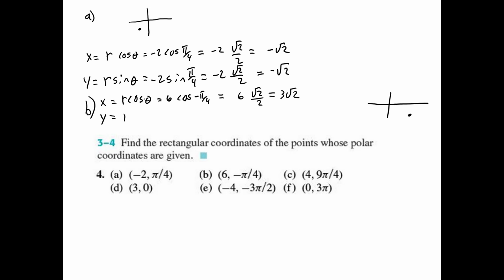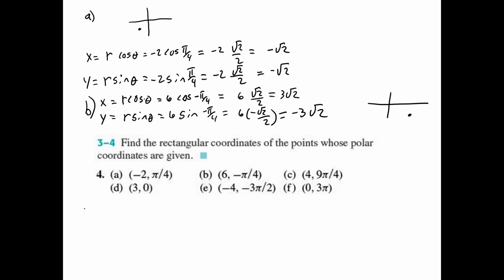Positive because it's in that quadrant, times 6, so 3 root 2. And then y is equal to r sine theta. Your r is 6 times the sine of negative pi over 4. The angle of negative pi over 4 puts you in quadrant 4. The sine is negative there. So this is 6 times negative square root of 2 over 2, which is negative 3 root 2.